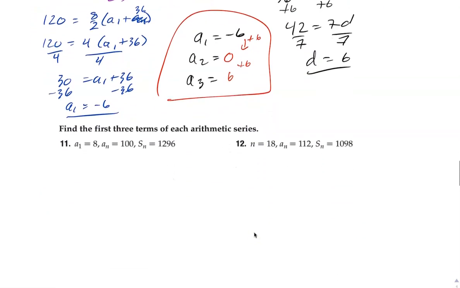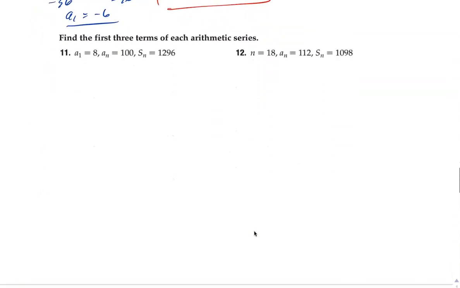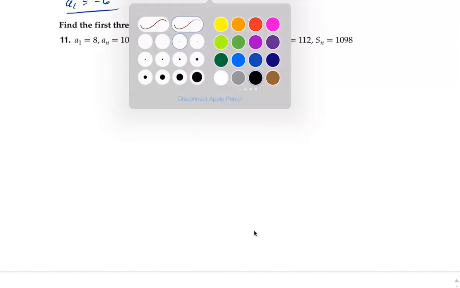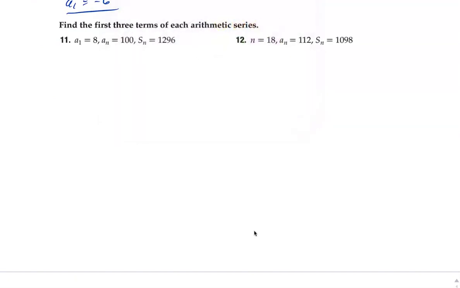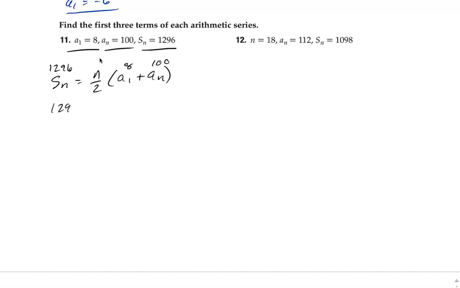Let's do one more of these so you can see it one more time. So again, first three terms. Now in this case I have a1, I have an, and I have Sn. So let's write down the formula. That is n over 2 times (a1 plus an). This time it looks like I'm missing my n. So do it the same way. Plug in what we know. a1 is 8, an is 100, so I get 1296 equals n over 2 times 108.